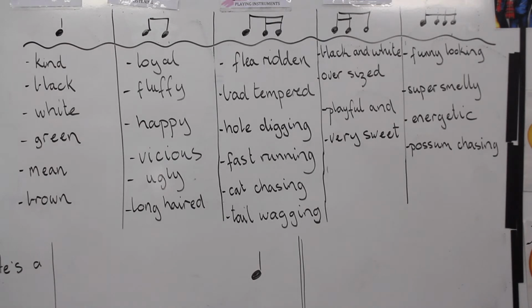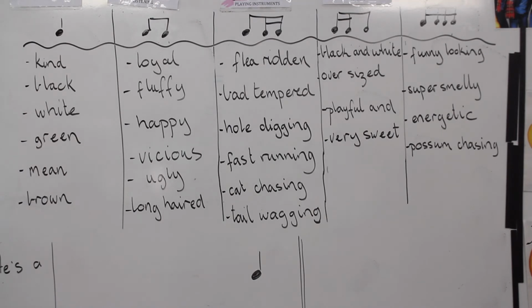Okay, the next column is T-ticker. So we've got flea-ridden, bad-tempered, hole-digging, fast-running, cat-chasing, tail-wagging. They're all T-ticker. Under ticker-T, black and white, oversized. Now, I've written playful and, so you would have to have a word after that. Playful and. Then we've got very sweet, so they're all ticker-T. And the last one, ticker-ticker: funny looking, super smelly, energetic, possum chasing.